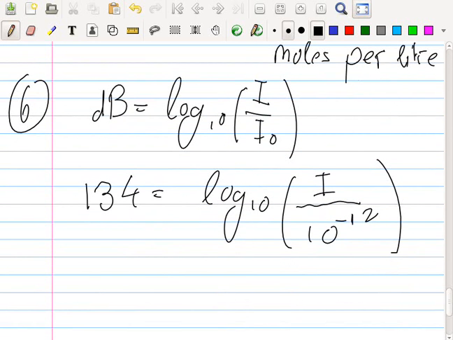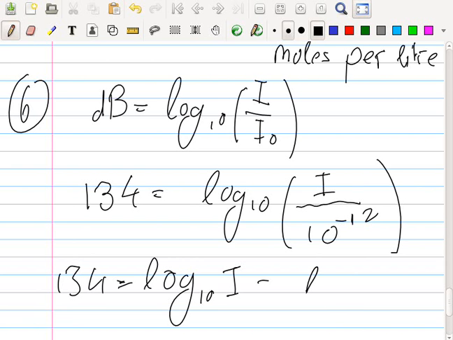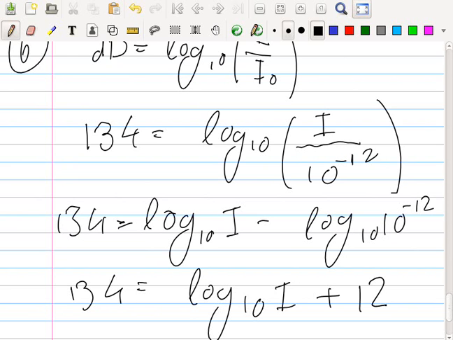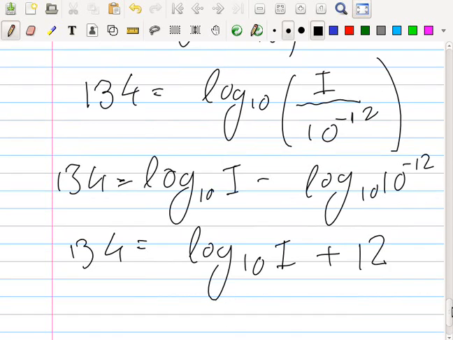Okay. I think the difference between this and the pH question is you need a bit of cleaning up here first. So you got 134 equals log base 10 I minus log base 10 10 to the minus 12. So I got 134 equals log base 10 I plus 12. Now can you see how I got the plus 12? That minus 12 comes down in the front to make minus 12. And then what's log base 10 of 10? 1. So that's how I got the plus 12 there.